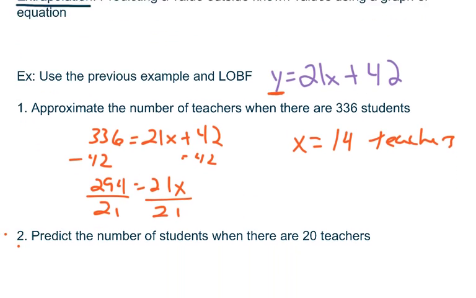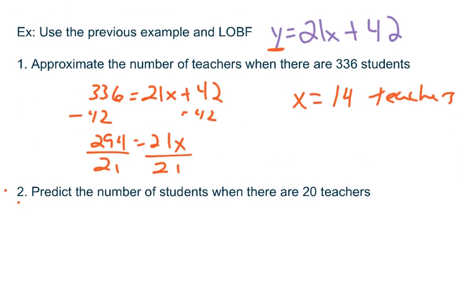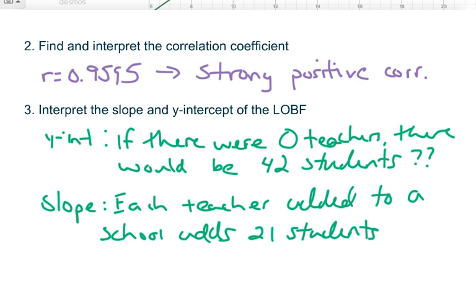Okay? Question number 2 then, predict the number of students when there are 20 teachers. So now, again, we didn't know what 20 teachers was, but 20 teachers falls outside of the range that we know, whereas 14 teachers and 336 students falls in between. So inside the data set is interpolation. Outside the data set is extrapolation, just an example of each one. Really, it's the same thing. We're just plugging in a number and finding the other one.